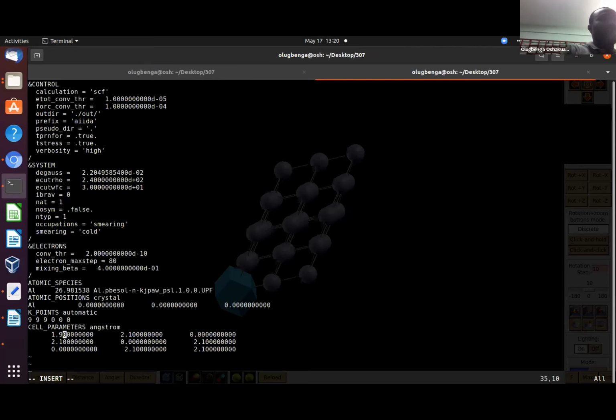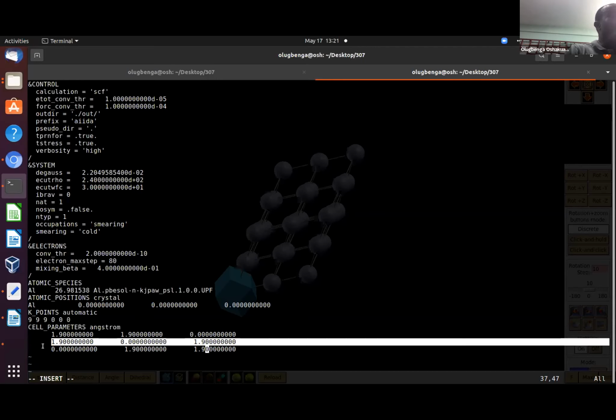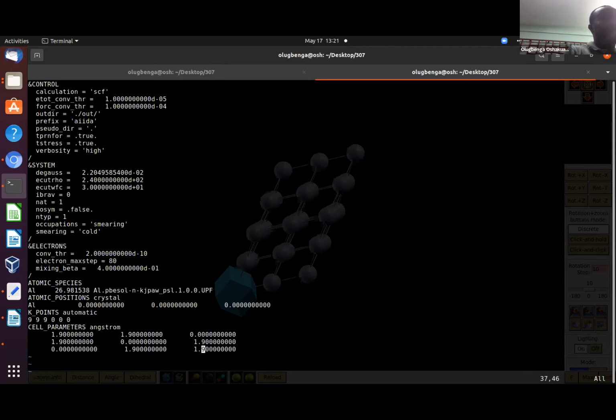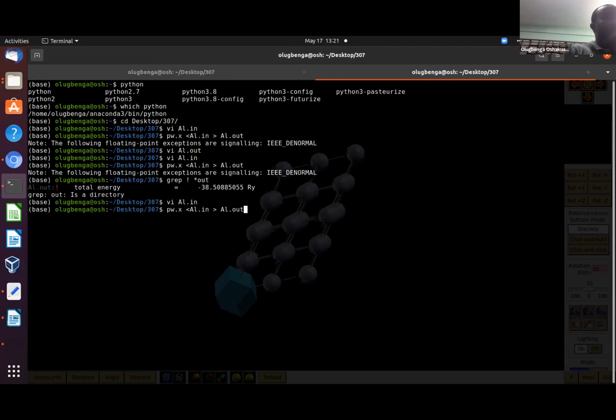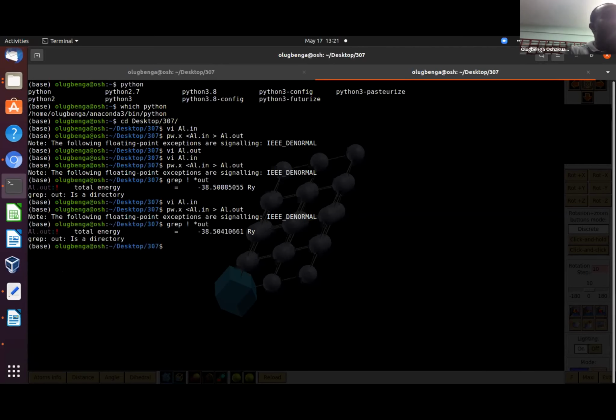So let's even try to reduce it further. Let's make it 1.9. Now it's a face-centered cubic with the distance of separation being reduced. And these are the lattice vectors, the reduced lattice vectors a1, a2, and a3. Let's run this again and see what we'll have. We can also check the output. Now what we have is the energy is minus 38.504.